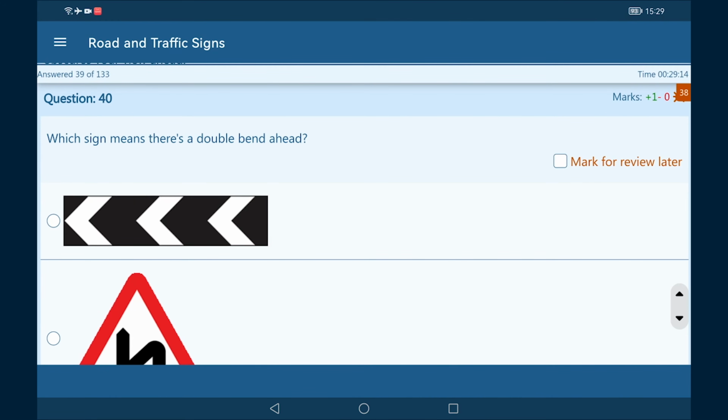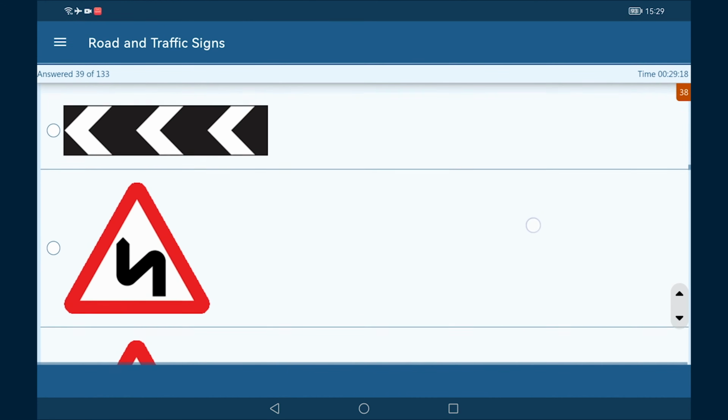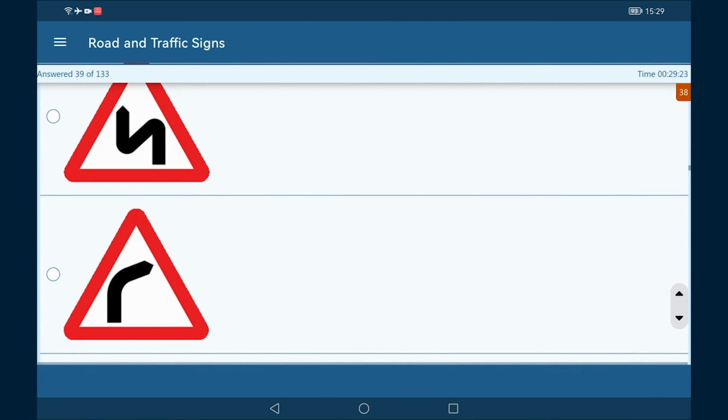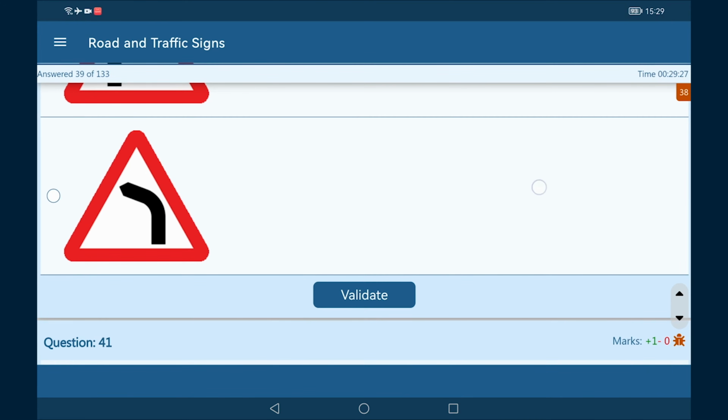Option 1, image. Option 2, image. Option 3, image. Option 4, image. The correct answer is option 2, image.